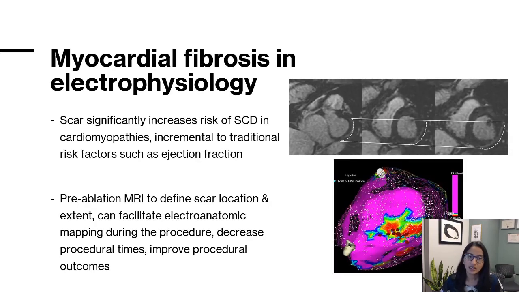Scar significantly increases the risk of sudden cardiac death in cardiomyopathies, and this is incremental to traditional risk factors such as ejection fraction. Pre-ablation MRI is used to define scar location and extent. This can facilitate electroanatomic mapping during the procedure, decrease the procedural times, and improve the procedural outcomes.